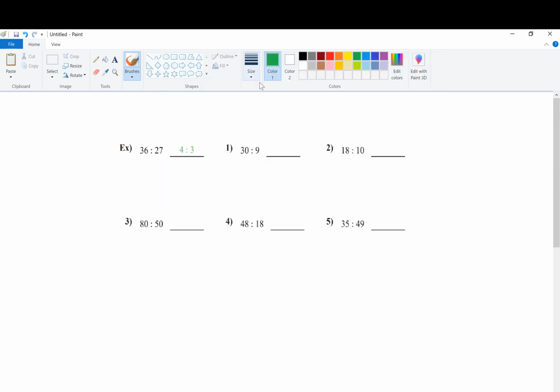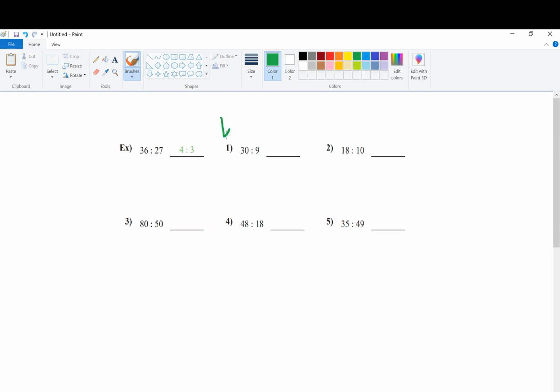Hey Griffin, so I'm going to do some of the work involved with simplifying ratios for day 11. So let's look at these ratios here. My goal here is to simplify these down to the simplest form. So when I look at these, I want to say, okay, what number divides into both parts of my ratio?